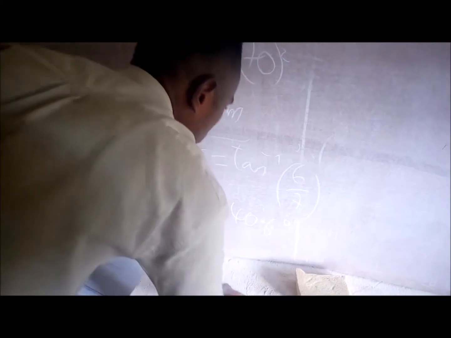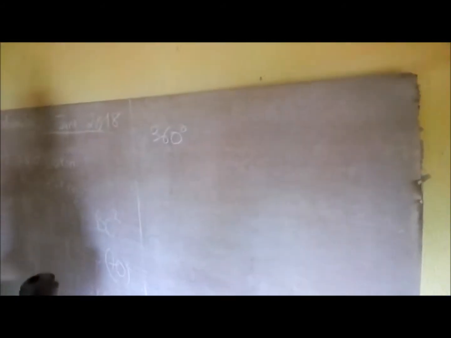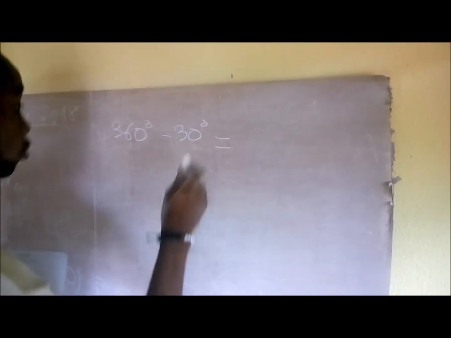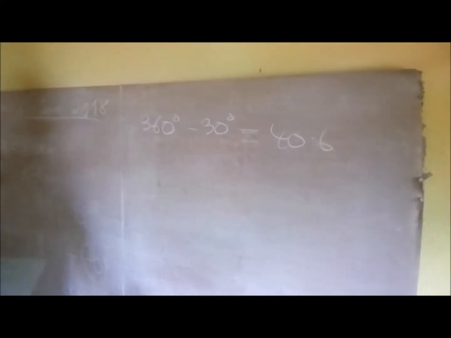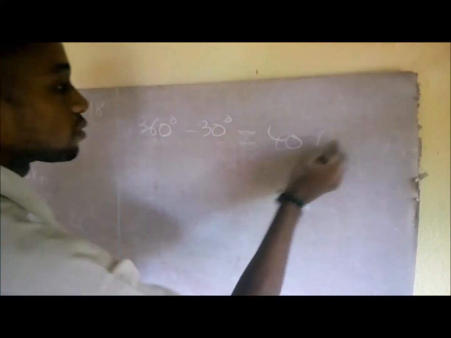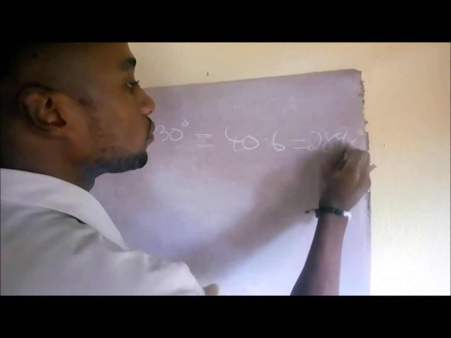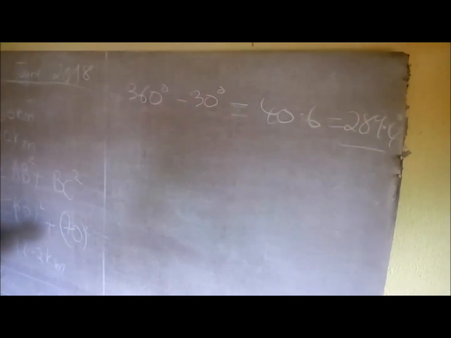You use your calculator to do that, because mentally it will take a longer time. You write tan inverse of 6 on 7. So thus, the bearing of A from C is given by 360, which is the angle of a whole circle, minus 30 minus 40.6, you have 289.4 degrees. This is just what you were asked to find.